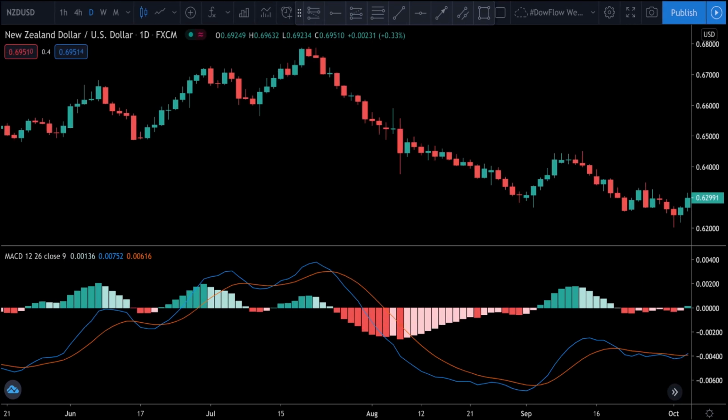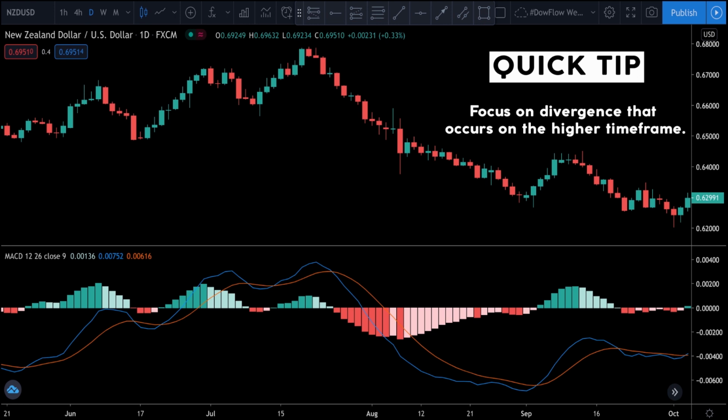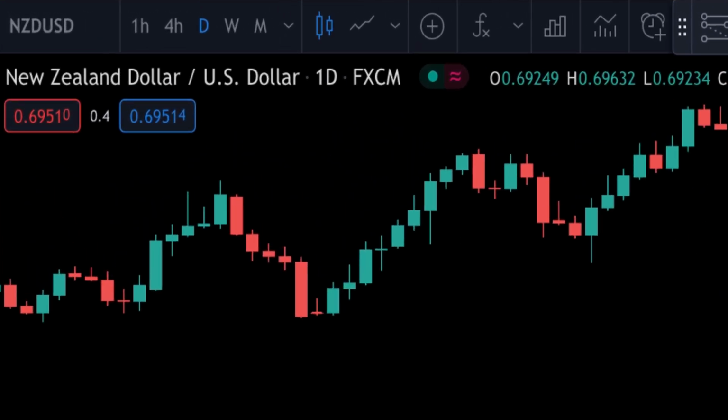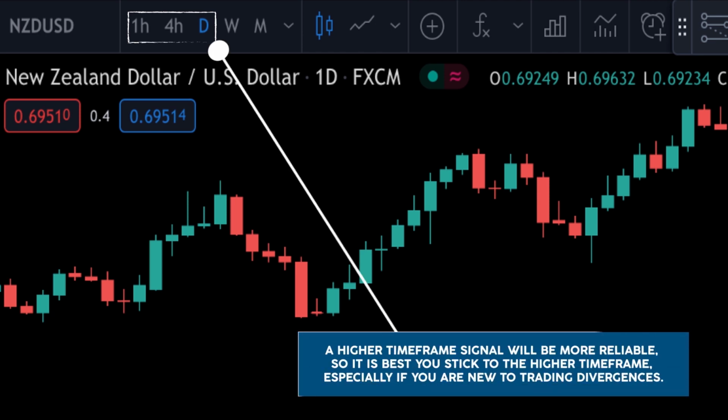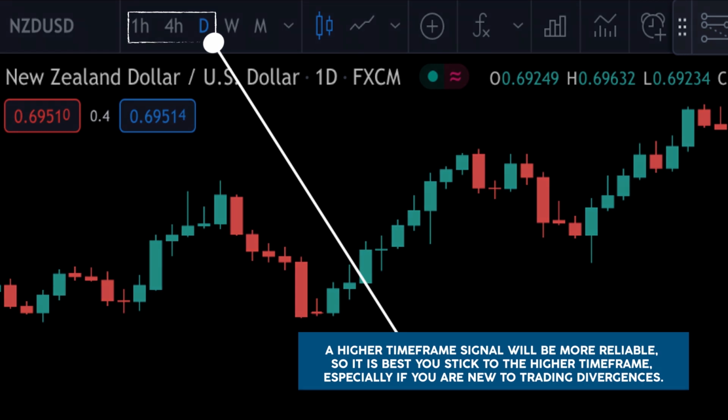A quick tip that I have for you is to focus on divergence that occurs on the higher time frame, ideally the H4 time frame or higher. A higher time frame signal will be more reliable, so it is best you stick to the higher time frame, especially if you are new to trading divergences.